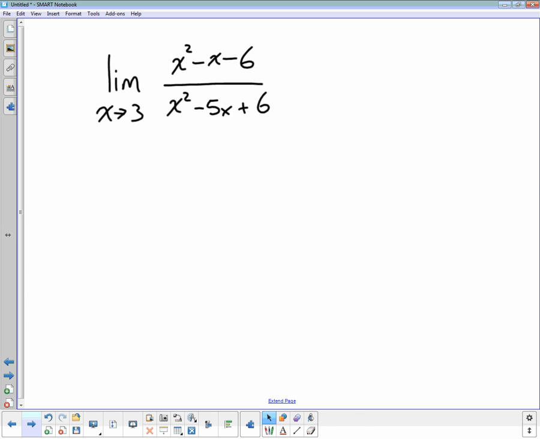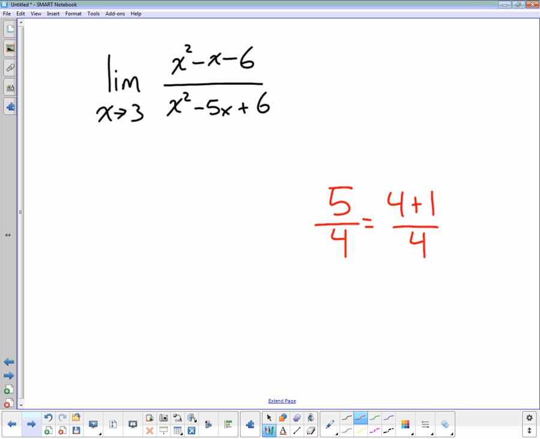Let me ask you this. I thought I could cancel out the x squareds because of this. This is $1.25, right? 5 quarters, right? I haven't broken any rules. Can I cancel?